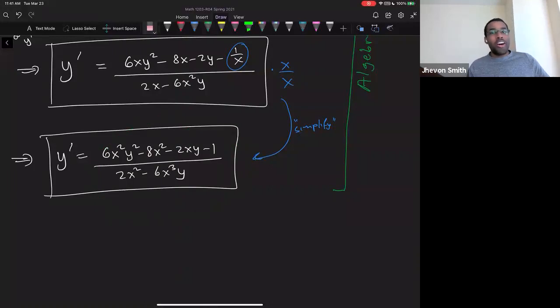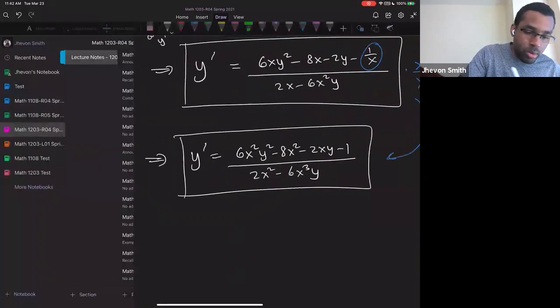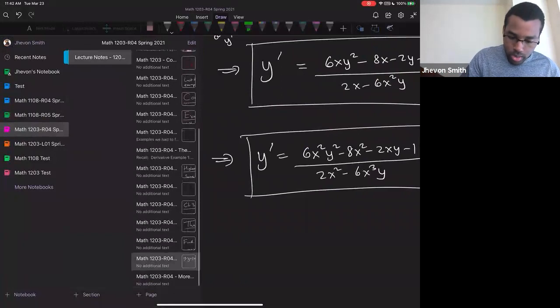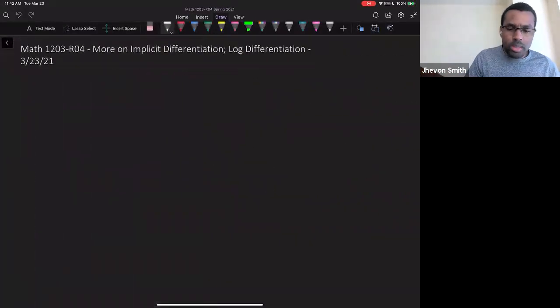These concerns I'll talk about pretty soon, but for the most part, I'm hoping that you understand what's going on with implicit differentiation. We're of course going to do some more examples, but that was just a quick recap. So we're going to do more on implicit differentiation, and hopefully we can get to log differentiation as well, which is kind of just a variation.